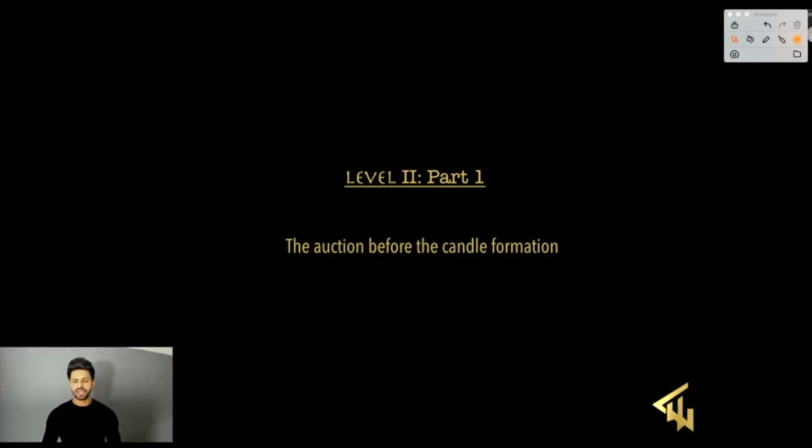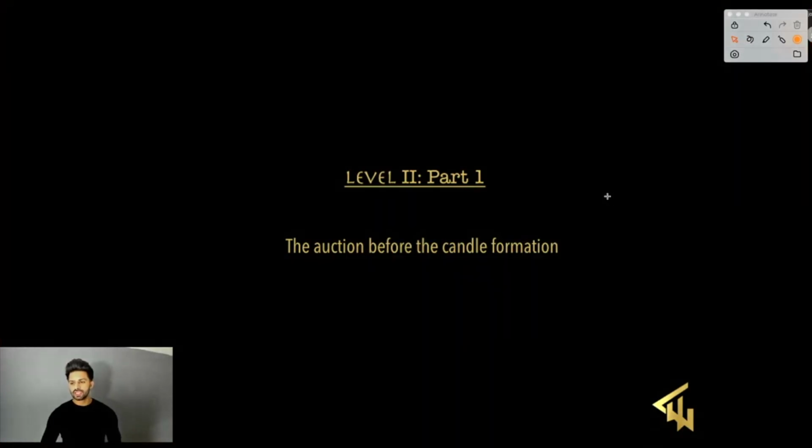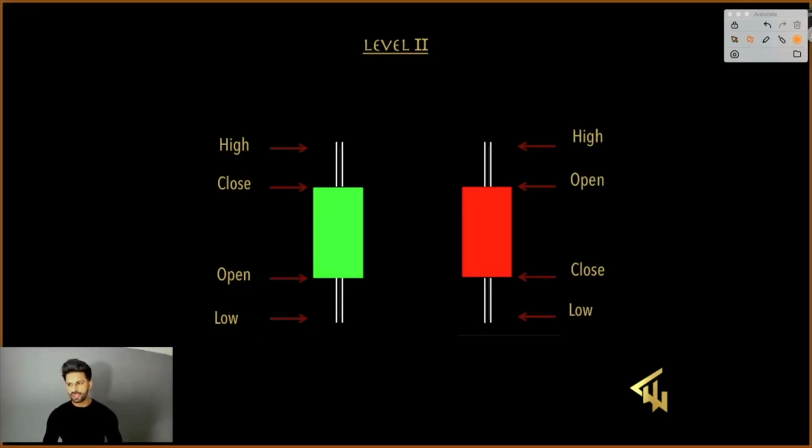Basically, the way I look at level 2 is that it's an auction before the candle formation. Now, we've all seen these candles. Typically the red and the green candle both have a high and a low at the same price, right? And the only difference between these two candles is the green candle has a low opening and a high closing, and the red candle has a high opening and a low closing, right?